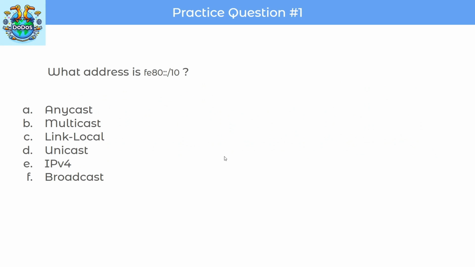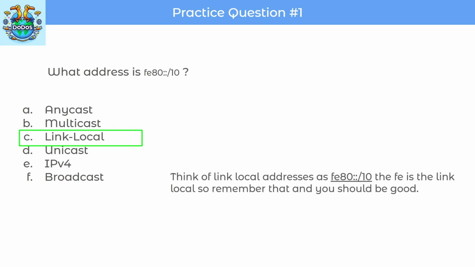So, let's get to practice questions. See what you learned. What address is FE80::/10? I'll give you a second to think about it. Answer is C, link local. Remember, link local addresses are FE80::/10. The FE is a link local starter, so if you remember that, you should be good.